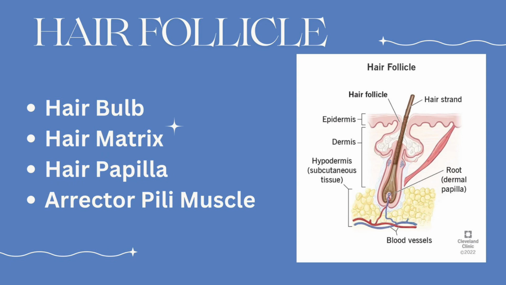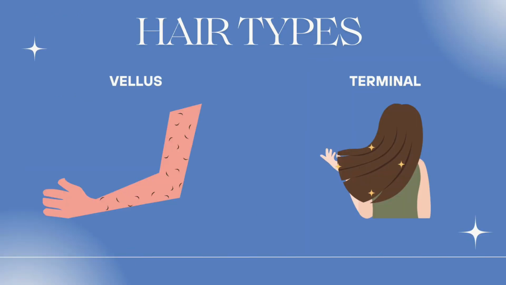The erector pillae muscle is responsible for goosebumps when you are cold or scared by contracting the muscle attached to the follicle. The two types of hair are vellus and terminal. Vellus hair is pale, fine body hair, and terminal hair is coarse, long hair, and it's found in your scalp hairs, eyebrows, and pubic regions at puberty.